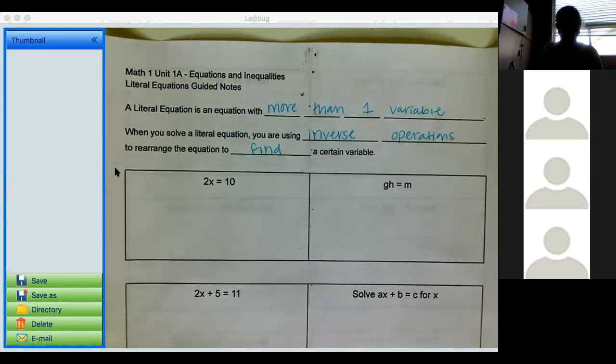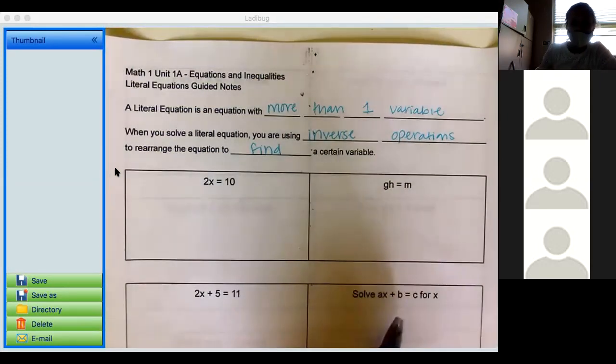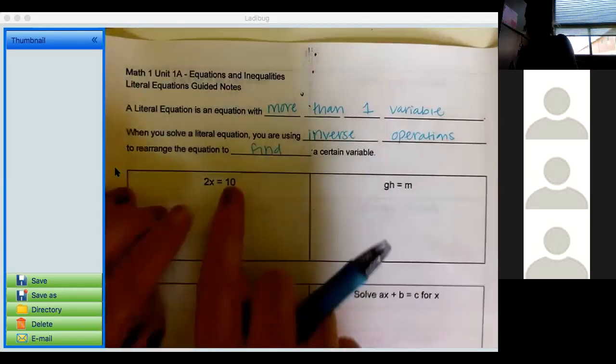All right, so let's talk about it. So that's the only notes, and then I'm just doing a bunch of examples, okay? Because really with these, you're still using your similar solve steps, but there's going to be more than one variable like you guys see over here, okay? So let's look at this first one.